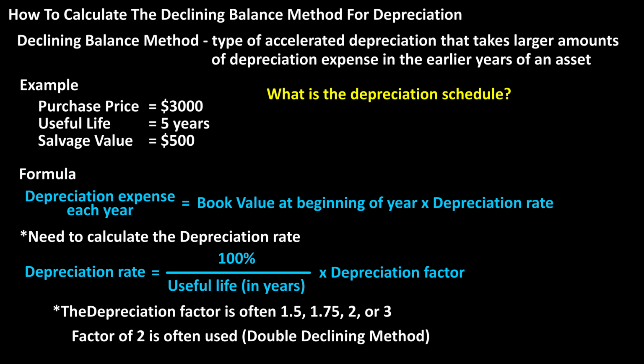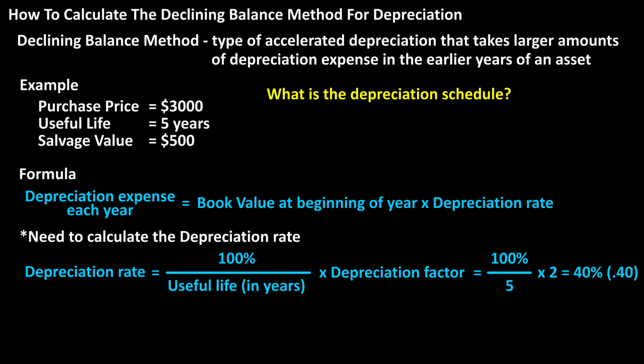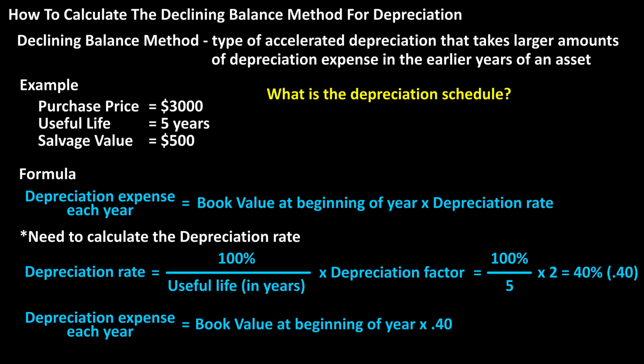So, plugging that in, we have depreciation rate equals 100% divided by 5, the useful life of the asset, times 2. And this calculates to 40%. So our depreciation expense formula is depreciation expense each year equals the book value of the equipment or asset at the beginning of the year times 40%, or 0.40. Now we have what we need to calculate the yearly depreciation expense, and we can create a depreciation schedule.